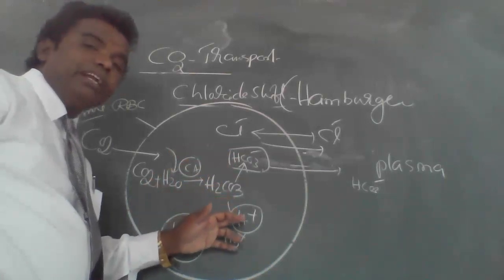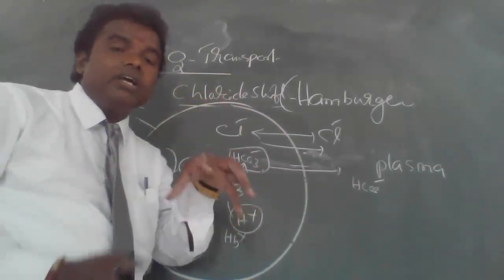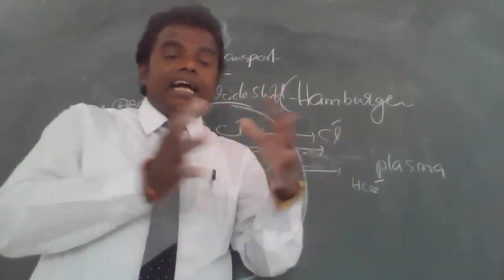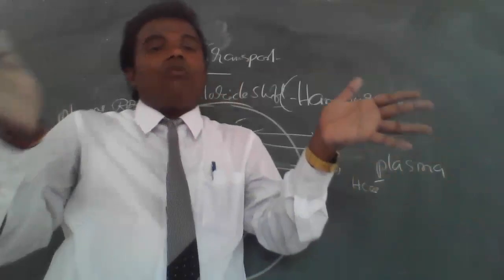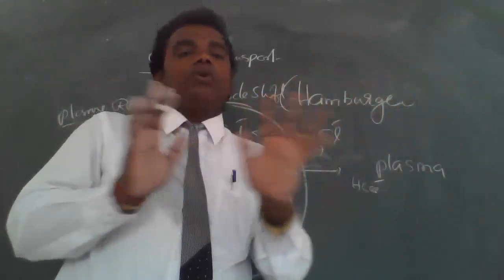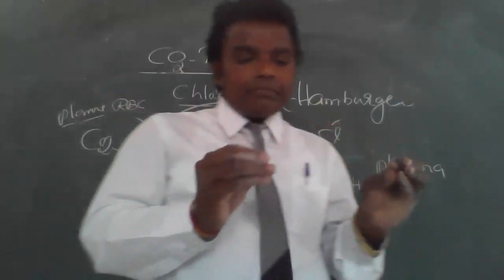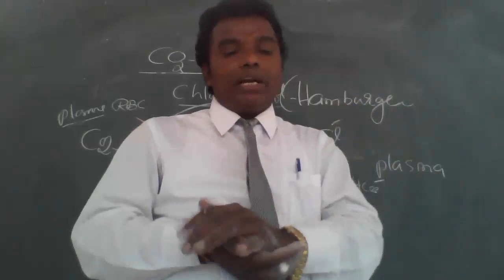Immediately, hydrogen, in the lungs I am saying, forms carbonic acid. The carbonic acid splits into carbon dioxide and water, and the carbon dioxide is removed outside. Just now I told you. So this is called what? Remember one thing: chloride shift. Very, very important.